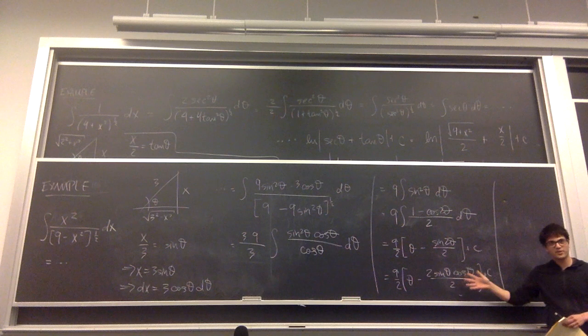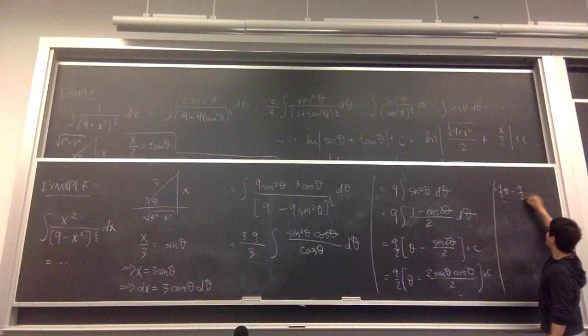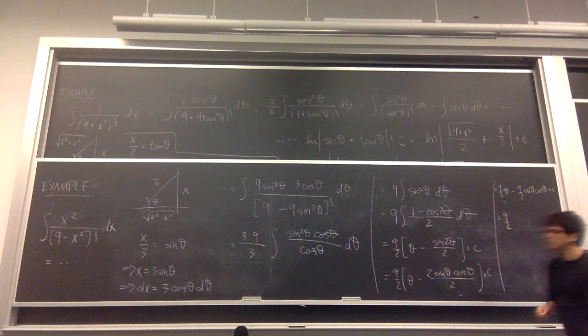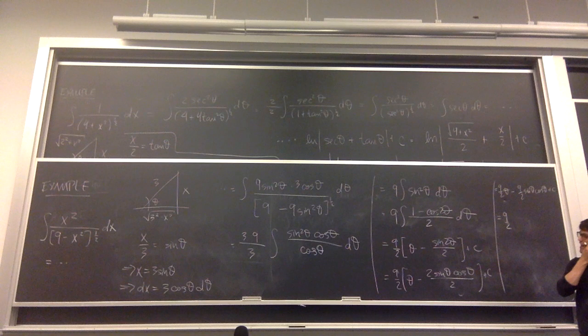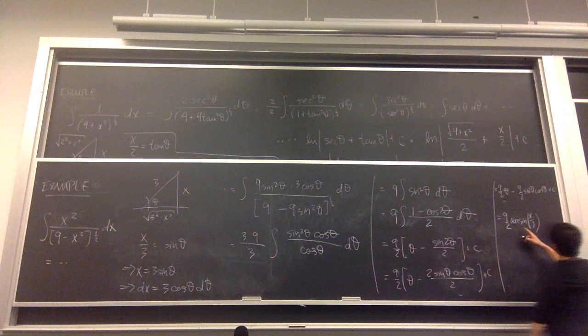Okay, so everyone savvy with that exchange? Now what we're left with is 9 halves theta minus 9 halves sine theta cos theta plus C. I should have left more room, but anyway, what's theta? Well, the only thing we could say about theta is arc sine of x over 3. We could have picked any of the arc sines, but don't include that one. This is going to make it more complicated. Choose the easiest one.